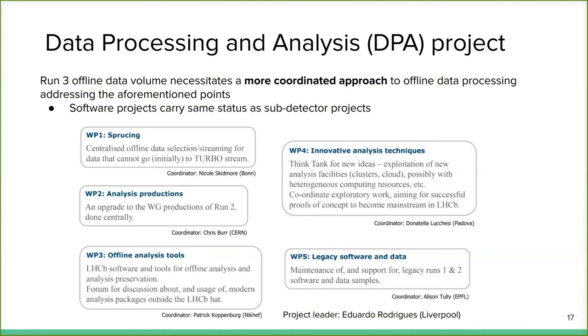So just a final note on our new data processing and analysis project, or DPA project. As I've said, Run3 offline data volume necessitates a much more coordinated approach to the offline data processing. And we now have this DPA project, which has 5 work packages addressing various issues that I've mentioned in this talk. This project will work very closely with the computing team to try and coordinate these efforts and really make sure we can handle the increase in data volume.